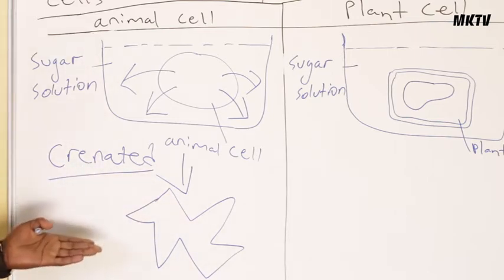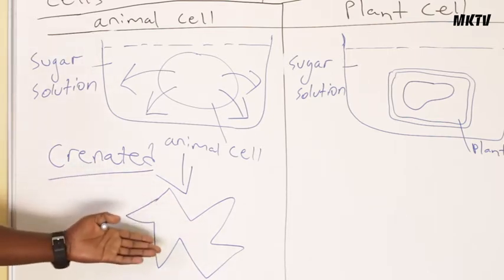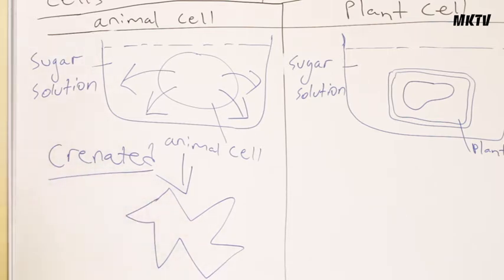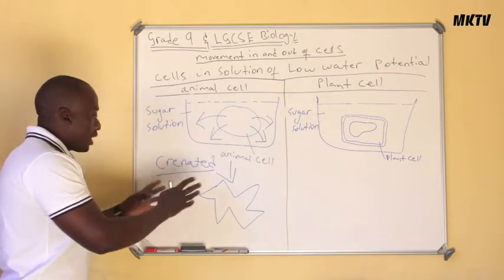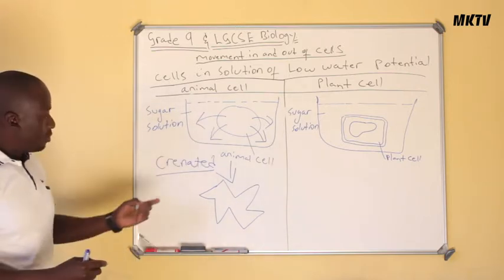So that is why even the shape of this animal cell is going to change. The reason why it changes shape like this is because we know that an animal cell has got no cell wall. Hence the whole shape of the cell has been changed.